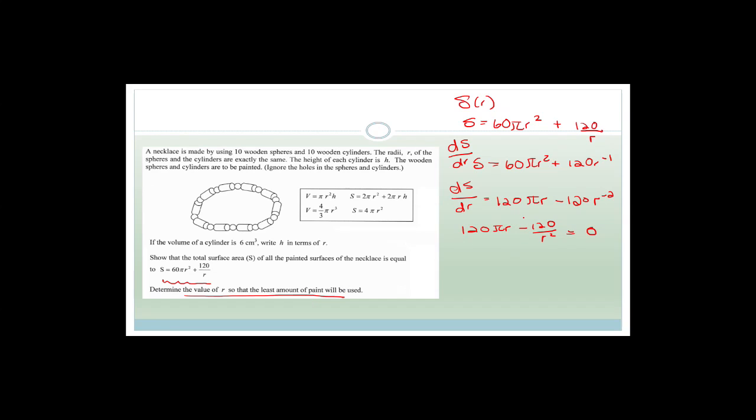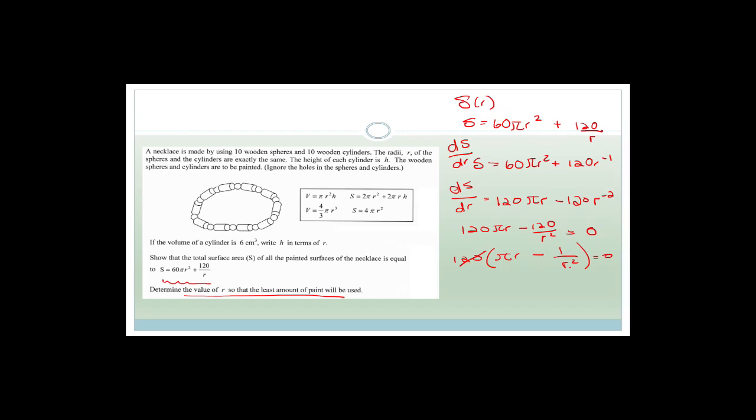Because remember what we said? We said in order to find the local minimum or maximum, you find the first derivative, let it equal 0, and solve. So that's what we're doing, finding the value for r now that the derivative is zero. So the first thing I'm going to do is take out 120. And you're left with pi r minus 1 over r squared is equal to 0. Okay, so that's nice. The 120 goes away.